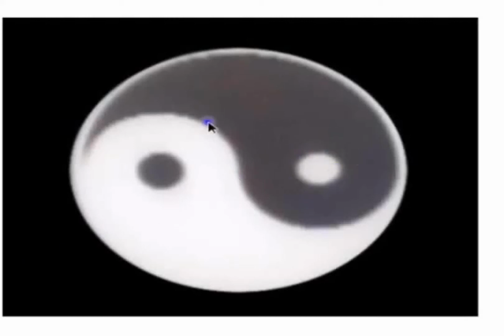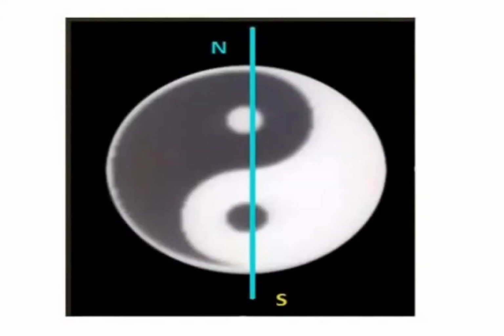If we take this yin and yang, this is positive and negative. If we turn it on its side, you see there? We get a north pole and a south pole. If we flip it upside down, it would still be the same thing, just in reverse. Why is it shaped like this?